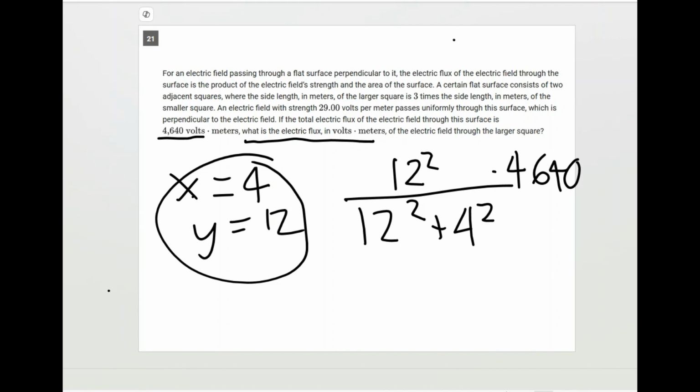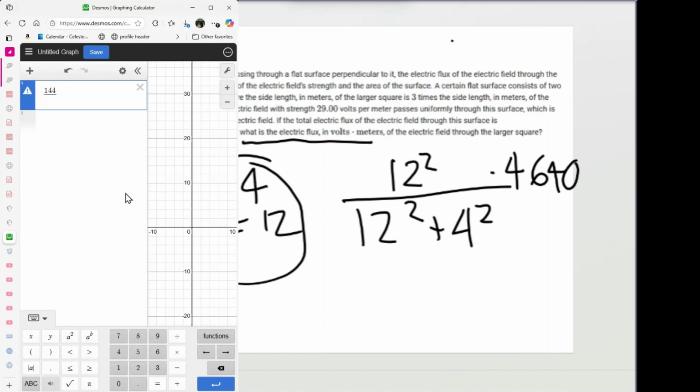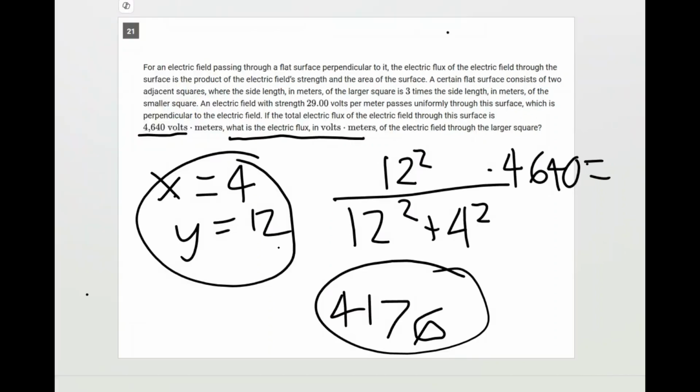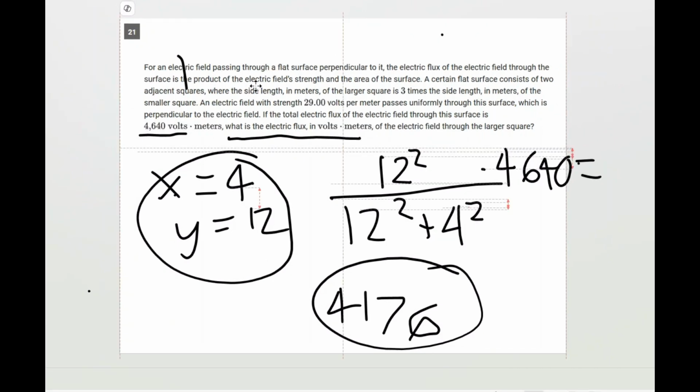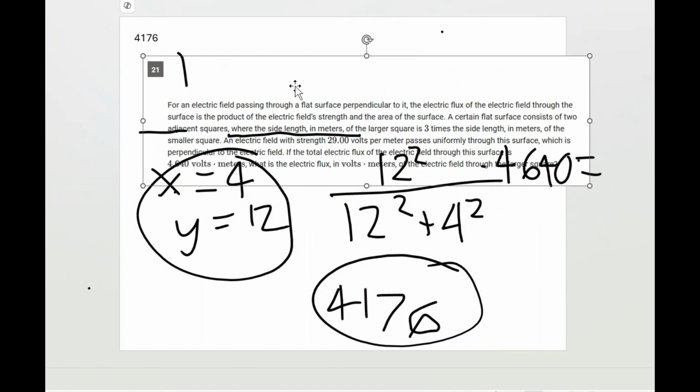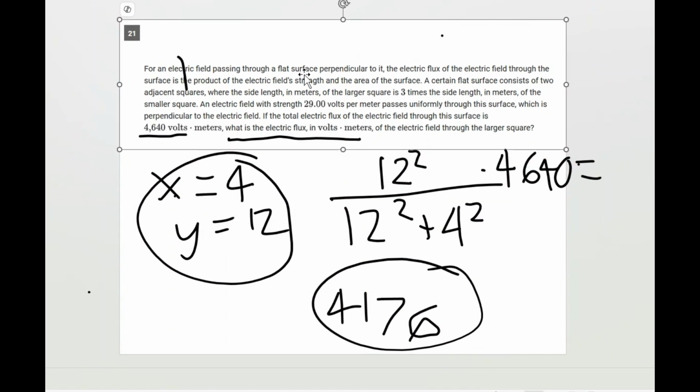So let's put that into Desmos and see what it spits out at us. It's 144 divided by 160, just calculating in my head here, times 4,640 is 4,176. So let's go back and see if we're right here. 4,176. What happens if we switch over? Yes, 4,176. I got a hidden line there. There we go. So it's the right answer.